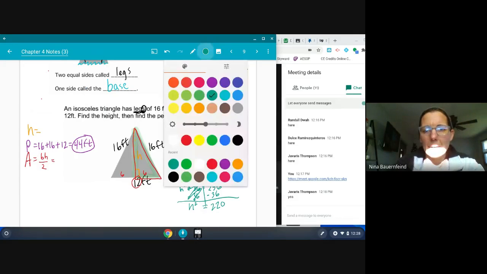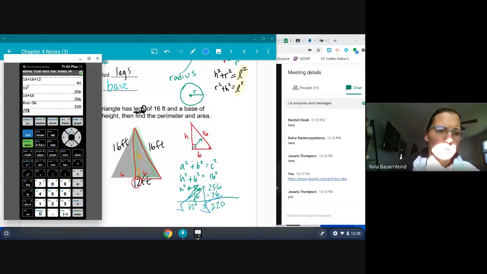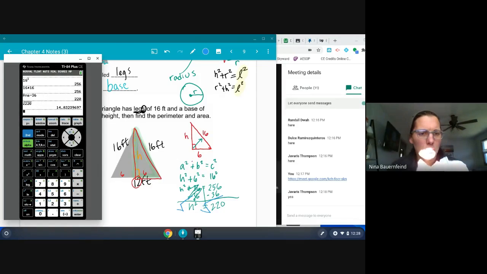And then the last step always when you use the Pythagorean theorem, do you remember what it is? The opposite of squared is square root. So we would square root 220. And then we get 14.83.